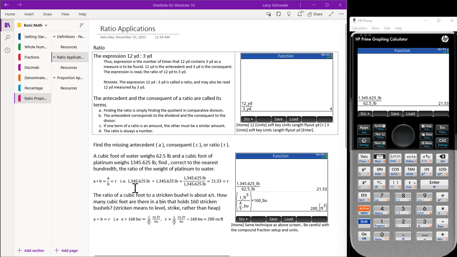The ratio of a cubic feet to a strickland bushel is about 4/5. How many cubic feet are there in a bin that holds 160 strickland bushels? Strickland means to level, strike, rather than heap. We have x divided by 160 bushel equals 1 cubic feet over 4/5 of a bushel. Solving this for x, we have 1 cubic feet divided by 4/5 bushel times 160.